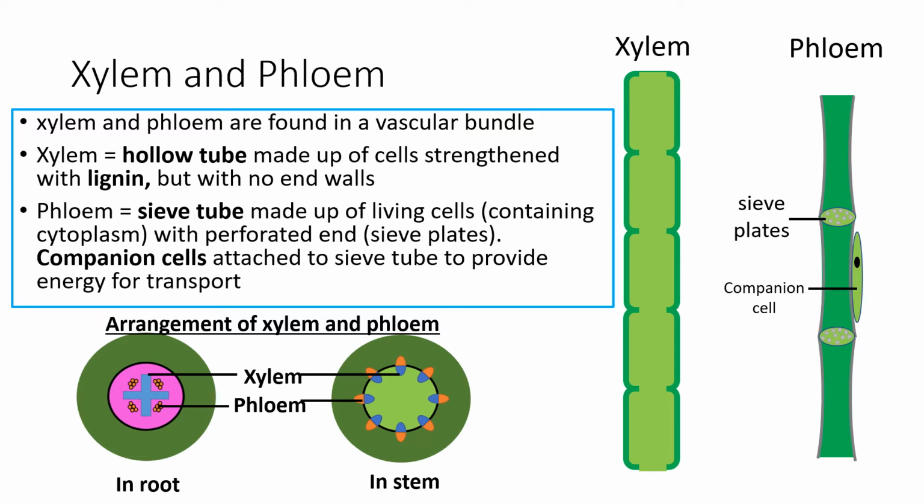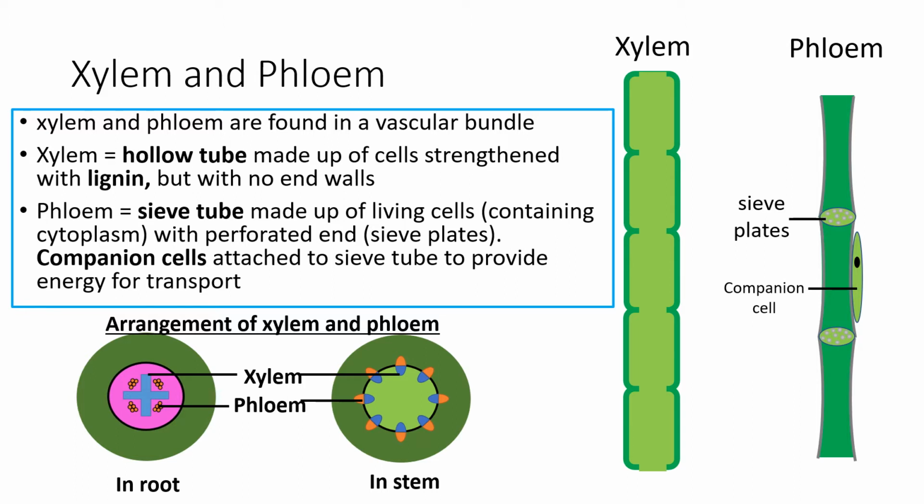The xylem is a hollow tube. It has lignin around its outside to help strengthen those cells, and it's involved in the movement of water. Notice there are no layers in between the cells. There are actually gaps so water can freely flow from one cell to the next. Remember, the xylem also carries up mineral ions.